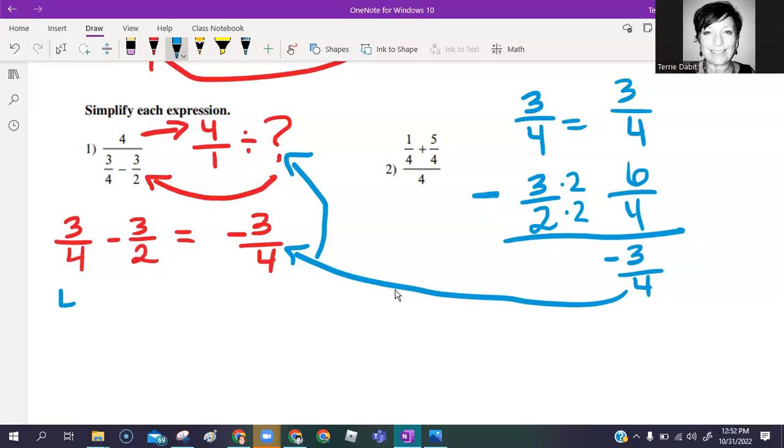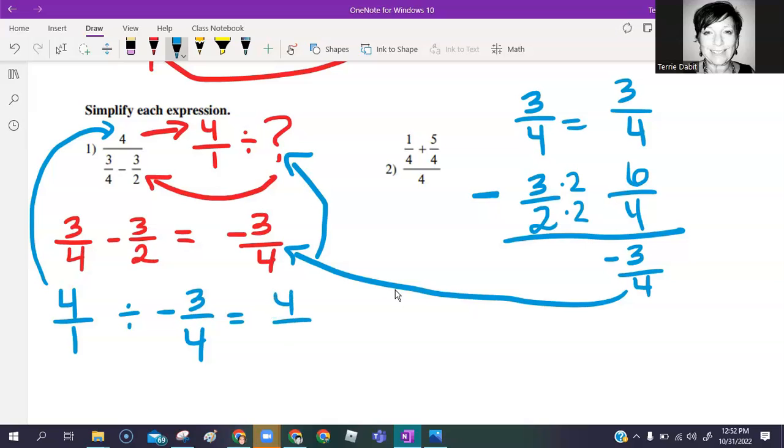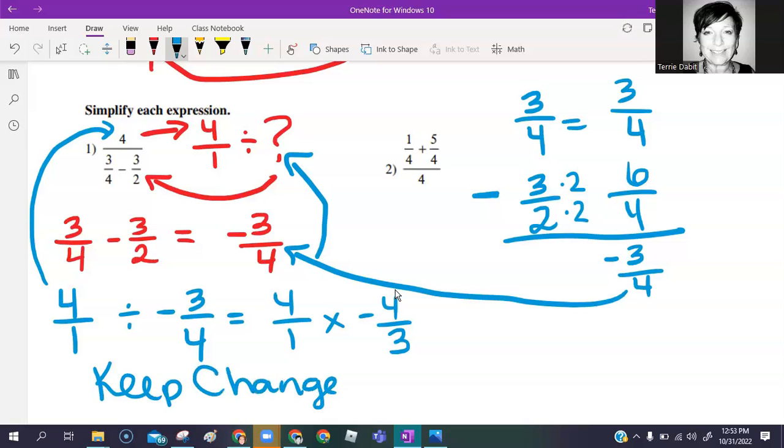So now we have 4/1, which came from the top, this came from up here, 4/1 divided by -3/4. Because what we did was subtract the bottom. Now we use keep, change, flip. 4/1 times -4/3. This comes from keep, change, flip.